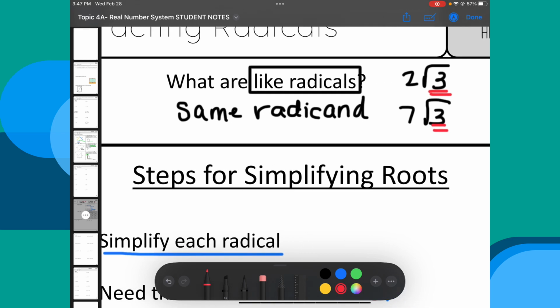Like radicals have the same radicand. So if you have 2 square root of 3 and 7 square root of 3, they have like radicands, therefore you could add or subtract them.